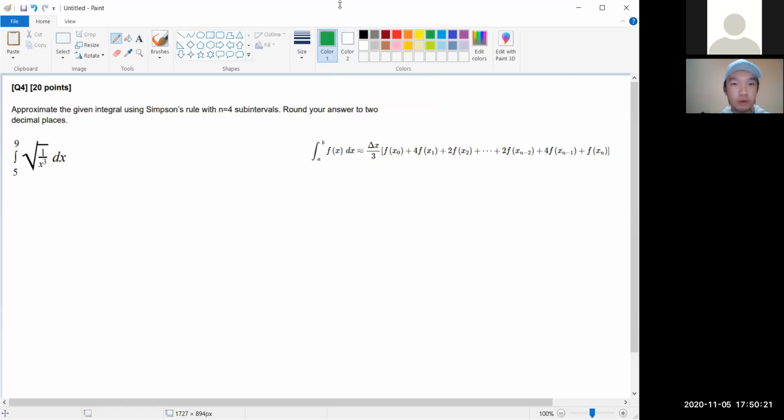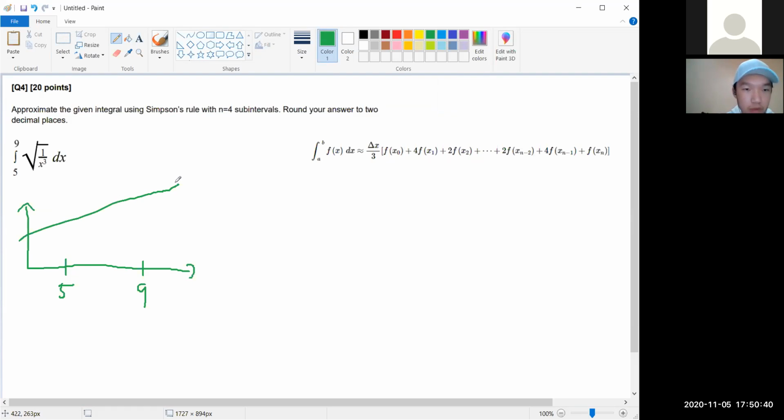All right, so if we were to make a rough sketch of this graph, here's x equals 5 and here's x equals 9. And then you can just draw a picture of the curve. I don't know what this curve looks like, but it doesn't really matter. So we're trying to estimate the area that's cut off here. This is what we're trying to estimate, this area here.